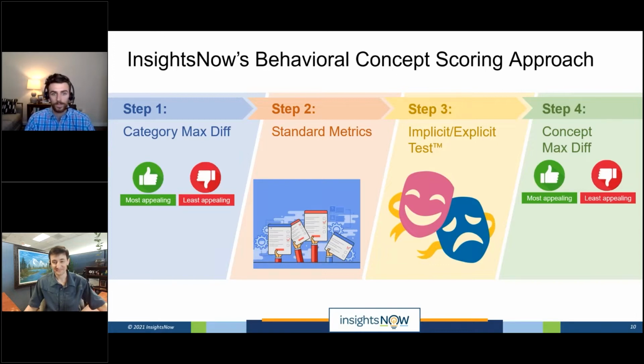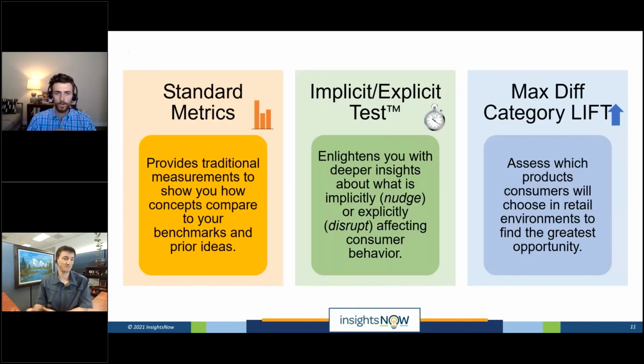And then we're closing out this to do another concept max diff using that ranking position from step 2 and piping in the first rank concept here. And so by comparing the step 1 category max diff and step 4's concept max diff utility scores, we can calculate that lift.